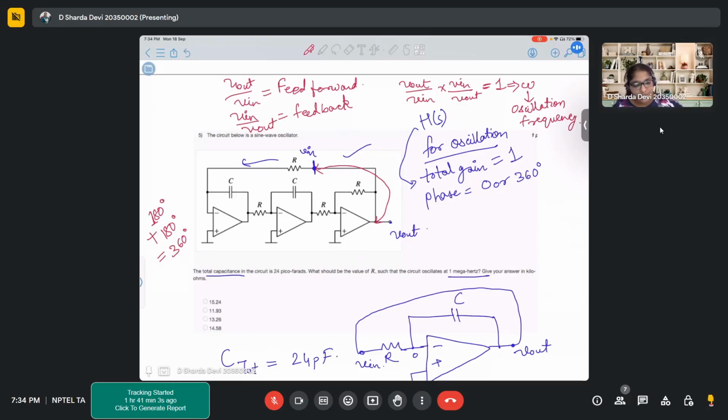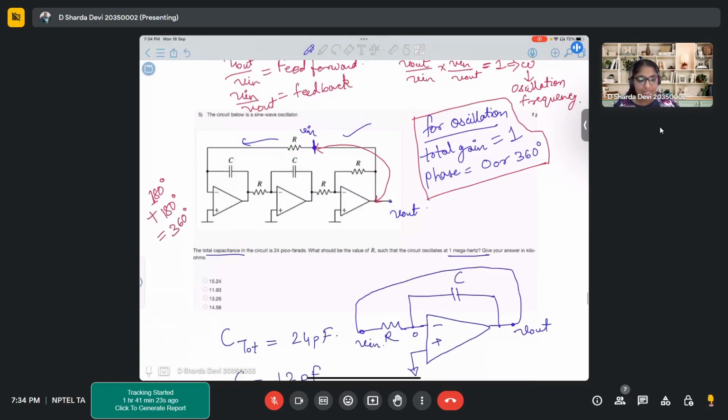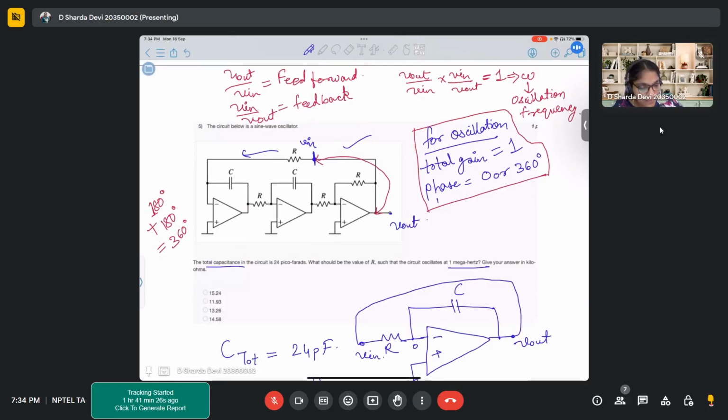So the total phase, this is something you have to keep in mind. For oscillation, your total gain should be 1 and phase should be either 0 or 360 degrees. Clear, right? Any doubts in this? This is also known as the Barkhausen criteria, a very famous criteria for oscillation. Whenever you see oscillators, any circuit needs to satisfy these two conditions to get sustained oscillation.